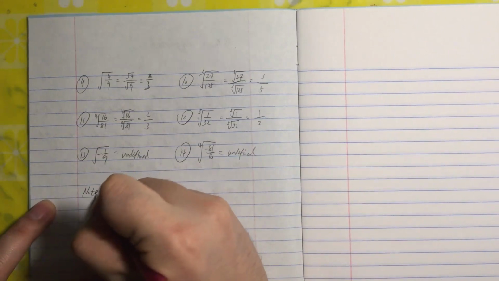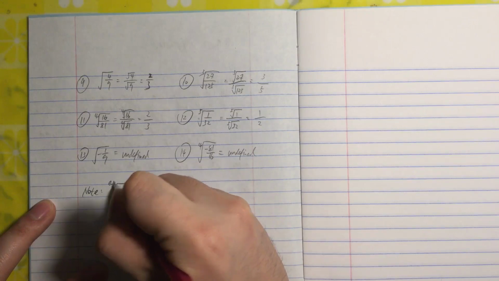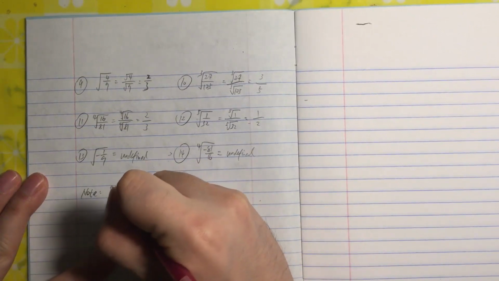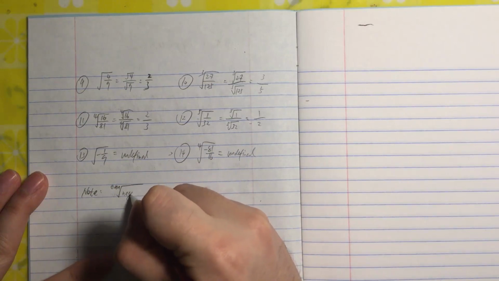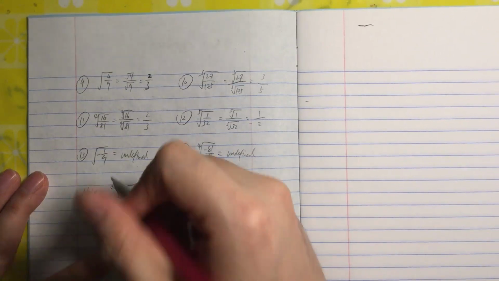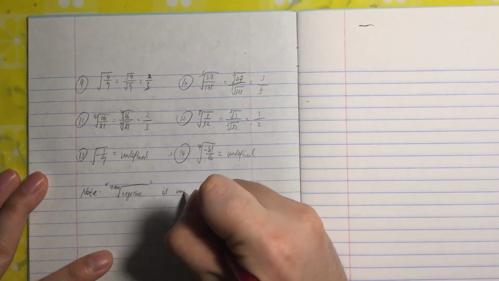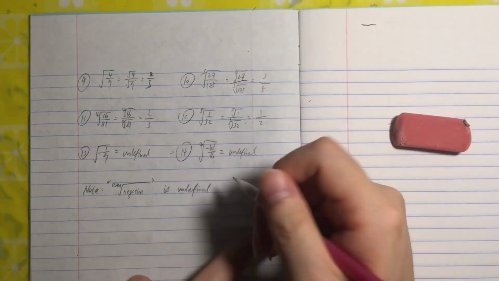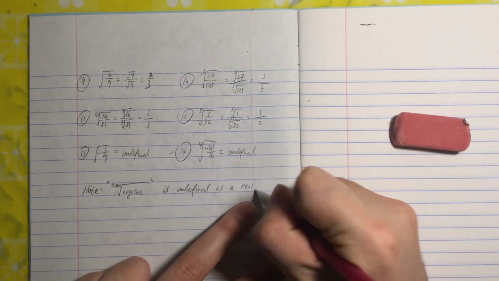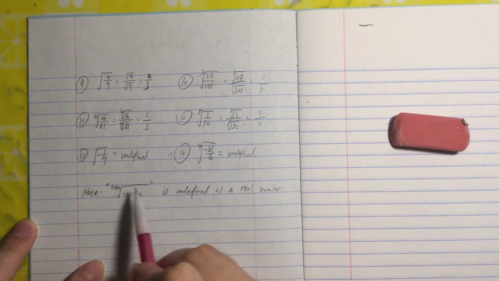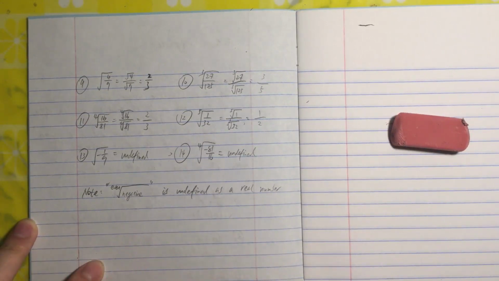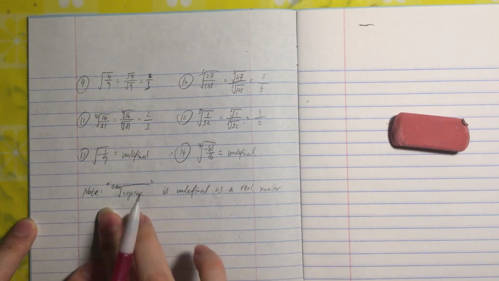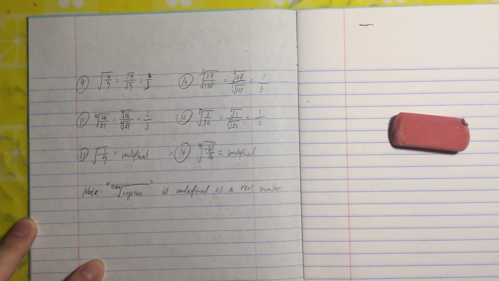So keep in mind that we don't have an even root of a negative number. This is always undefined as a real number. Even root of a negative number is always a complex number. It's undefined as a real number. In general, if we consider complex numbers, there is more than one solution. To make it simple, we only consider real numbers. So when we have an even root of a negative number, we always say this is undefined as a real number.